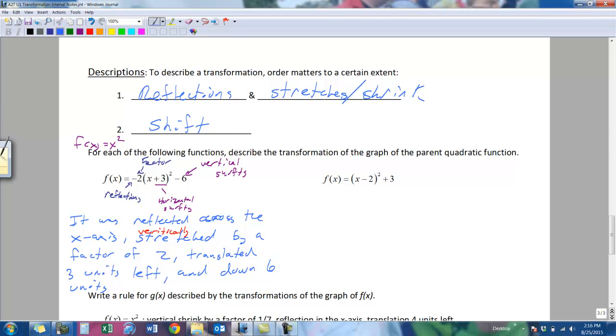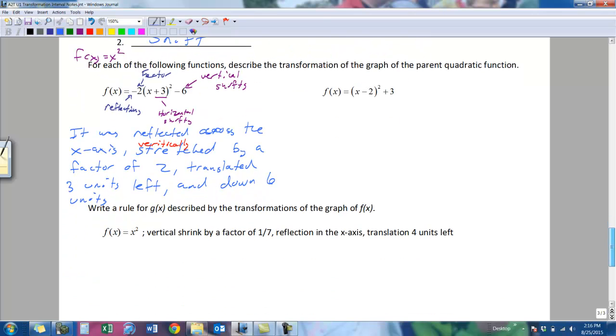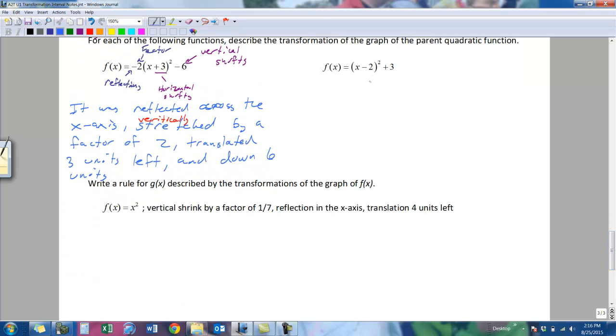So what I want you to do next is press pause. I want you to describe the transformations here, if any. And then I want you to look at this, and reading this description, make the translations. Go ahead and press pause. I'll put the answers up in just a moment.